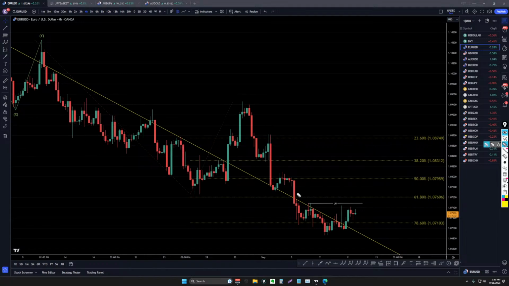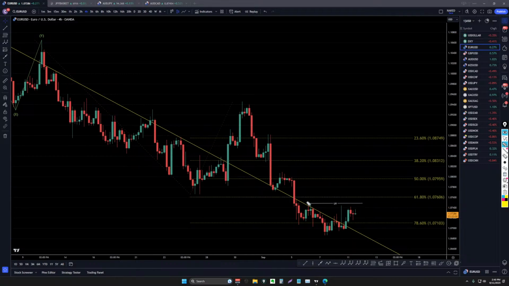So the euro dollar is still one of the only ones that has not broken structure to the upside yet. To me, this downtrend that starts right here is still not even proven to be over. It's still lower high, lower high, lower high. I actually do think that the dollar is potentially going to make another push up, which could cause this to go down a little bit more.